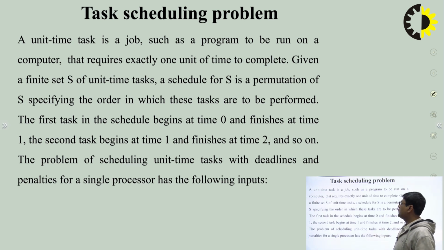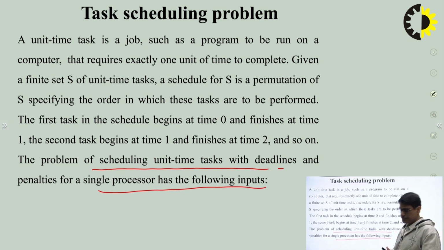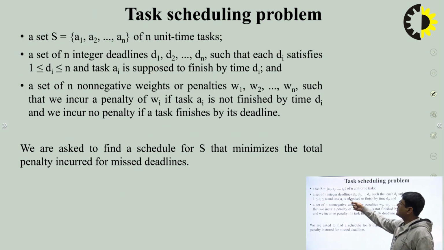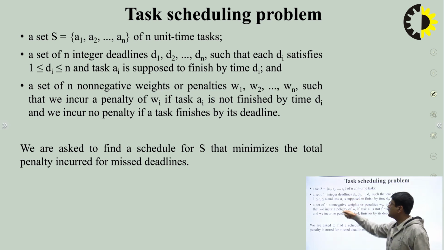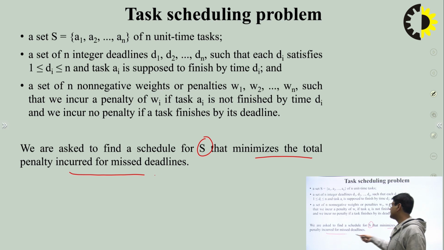Then the problem of scheduling unit time tasks with deadlines and penalties for a single processor has the following inputs. So these are the inputs. S is the set of n unit time tasks, with deadlines associated with them. The deadlines mean within what time we will execute these particular tasks. Then penalties are also associated. If you skip any task, definitely some penalty is imposed. So we are asked to find a schedule for S, for this particular task scheduling problem, that minimizes the total penalty incurred for the missed deadlines.